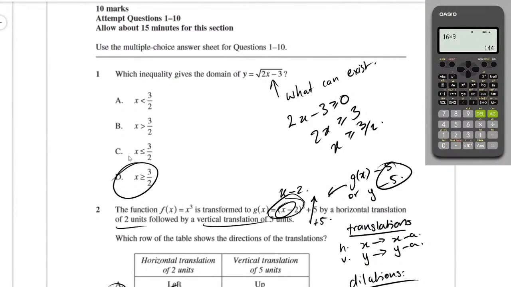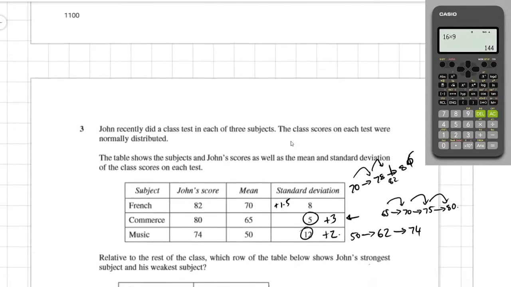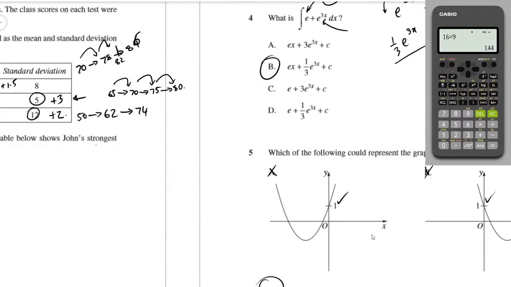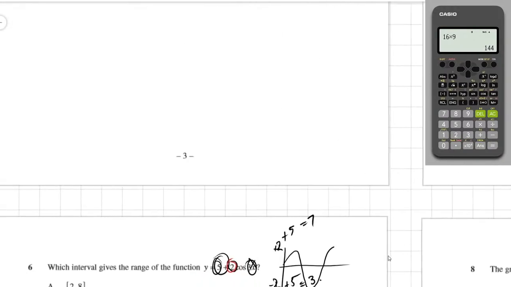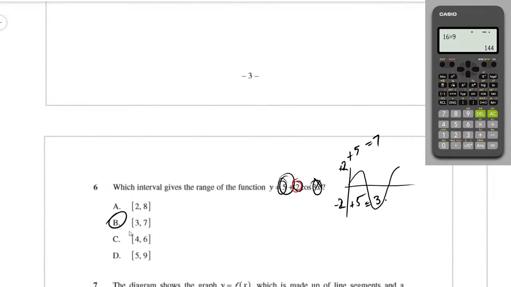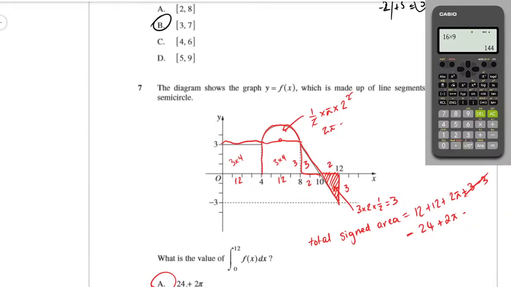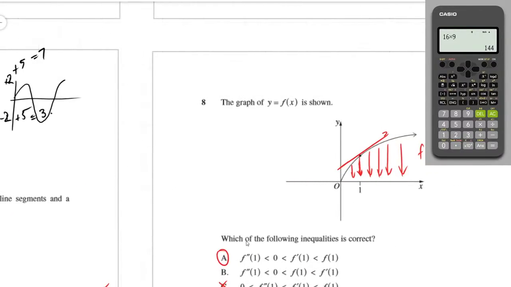Okay, so the first one was D, happy with that. Second one was B, happy with that. Third one was A, awesome. This one here was B. This one here was C. Okay, I know there's one I wasn't too sure about. This one I was happy with. And this one here was A, so excellent there.